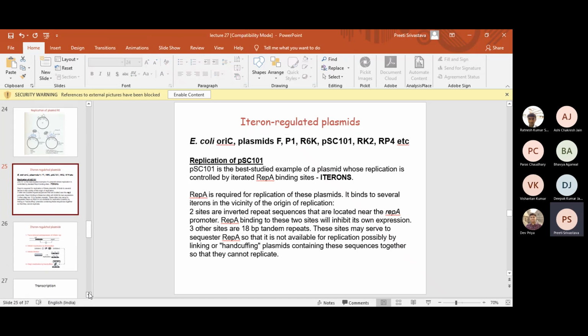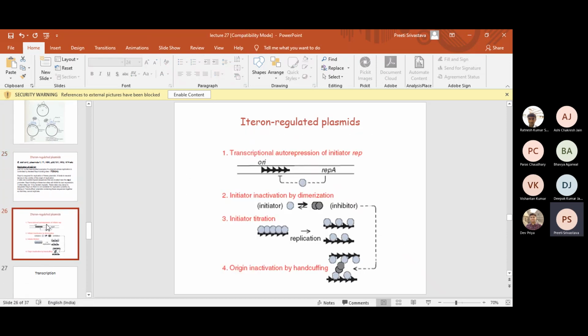So let us see how exactly iterons help in the regulation. There are four means by which iterons help in the regulation. As I told you, iterons are direct repeats. These direct repeats are shown by these black arrowheads. So for example, in the origin region: 1, 2, 3, 4, 5. You see there are 5 repeats, 5 iterons. The first mechanism of regulation is by RepA. RepA in case of P1 and DnaA in case of the E. coli origin of replication is the initiator protein, right?